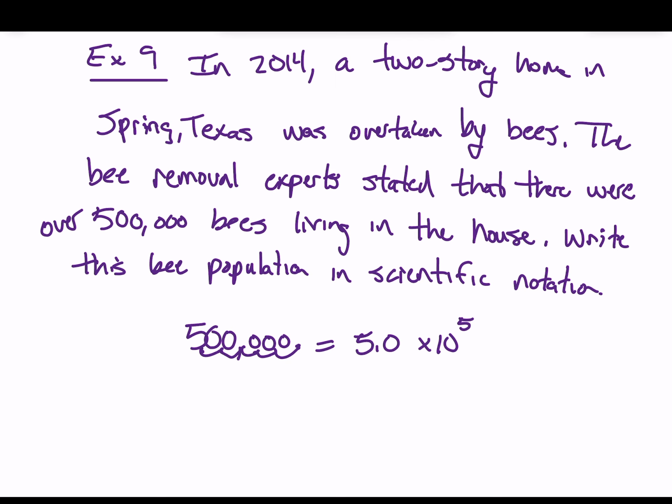And why is it positive? Well, 10 to the 5 is 100,000. It's a big number, and 500,000 is a big number, so we expect that our exponent should be positive. Be on the lookout for questions like this to show up in your homework and on exams.